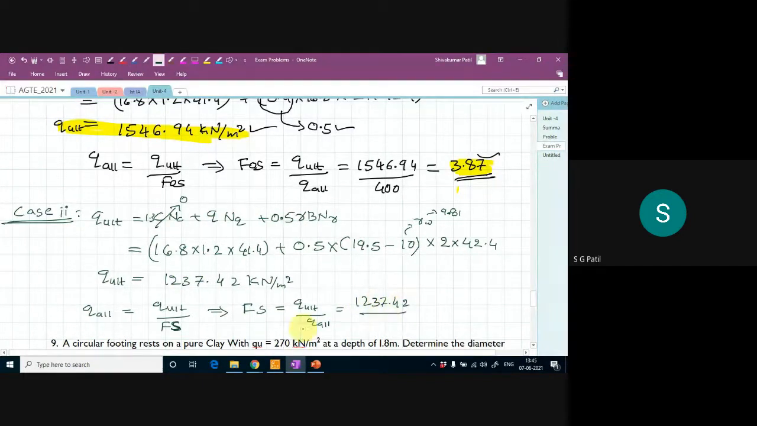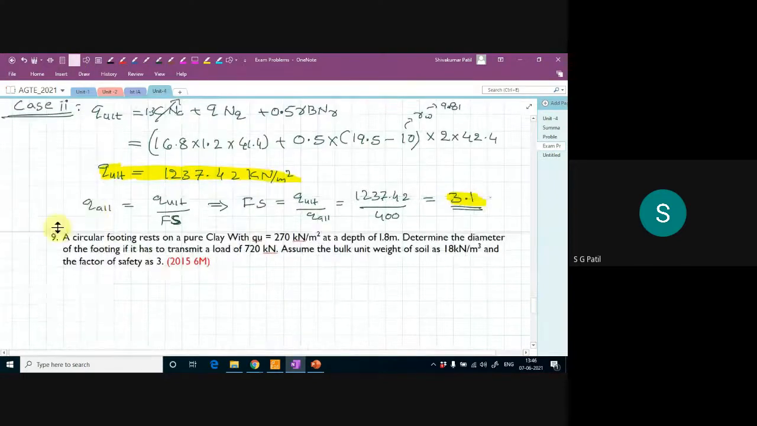Q ultimate is 1237.42 divided by the allowable, which is 400, right? How much are you getting? 3.09, I will take 3.1. So that is my factor of safety, not percent. It's just 3.1. That is my factor of safety. So this is my case number 2. Okay. So what is case number 3? Let me get some more space here.